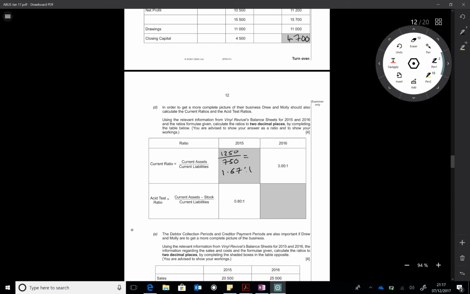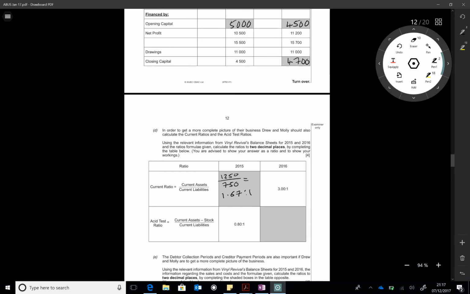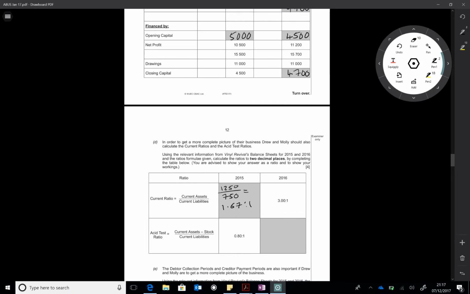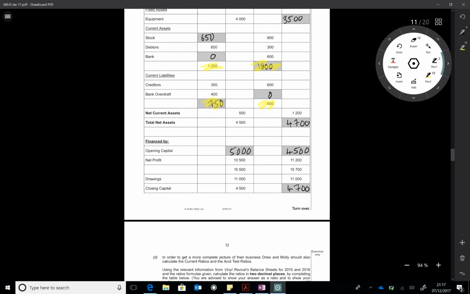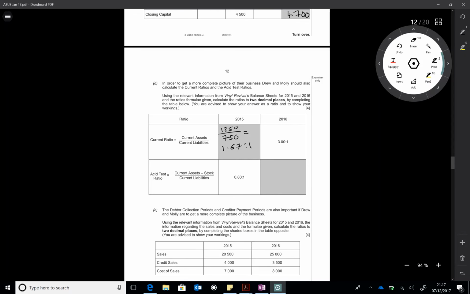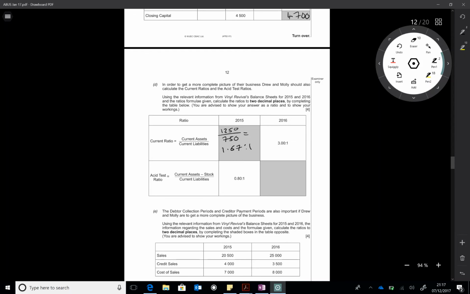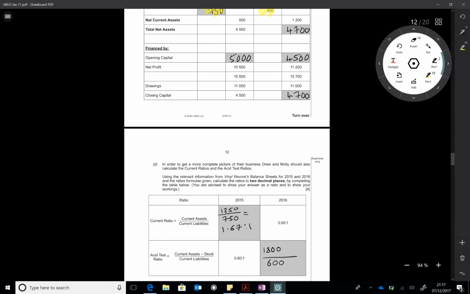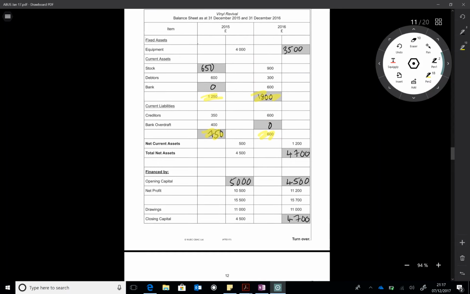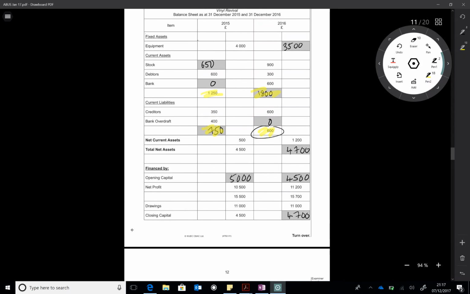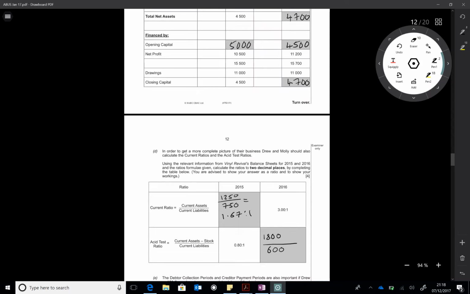And again, it's very similar for the acid test ratio. So I find the current assets and the current liabilities for 2016, referring back to my question previously, which gives me 1,800 divided by 600, which are my liabilities, as you can see here and here.